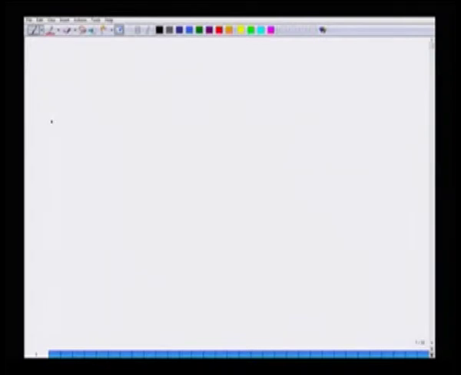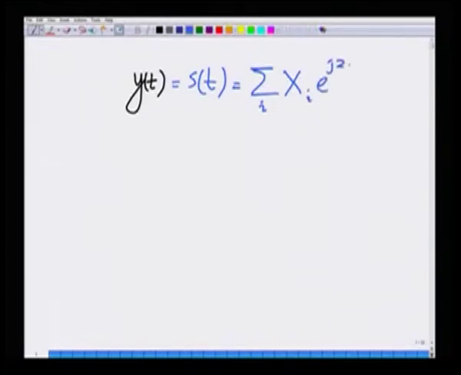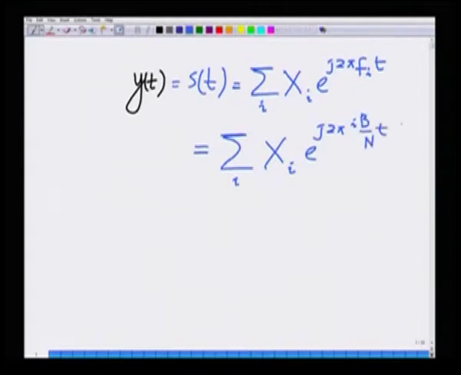So we said that the composite transmitted signal, in the absence of noise, the received signal y(t) is nothing but the composite transmitted signal s(t), which is summation over i of xi e to the power of j 2 pi fi t, which is also nothing but summation over i of xi e to the power of j 2 pi i B over n t, where B over n is the fundamental subcarrier frequency. All other subcarriers are multiples of this B over n, that is i times B over n.